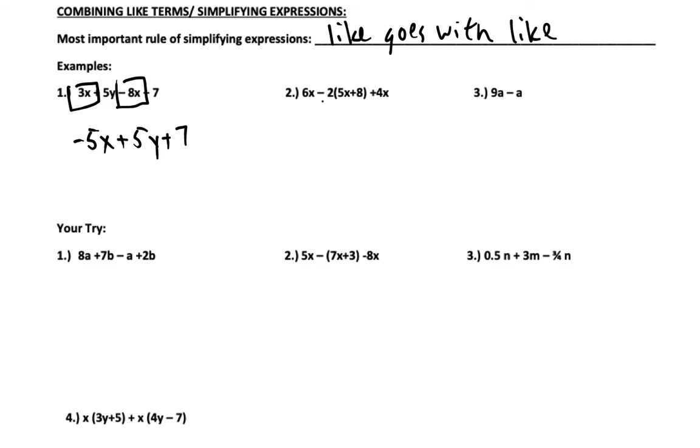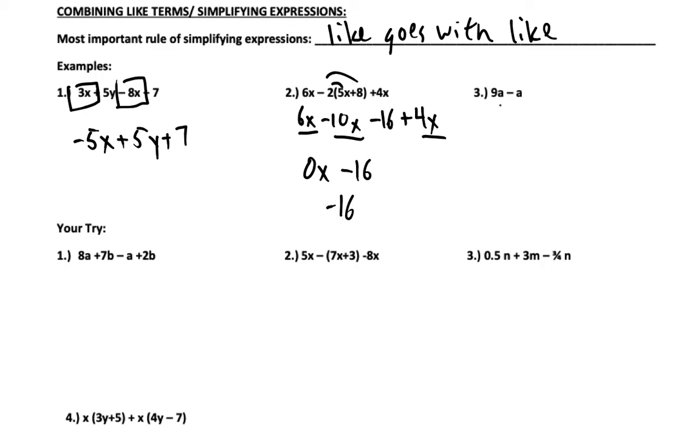What about this one? Well, we're going to need to distribute this in first. So we'll distribute that in. We get 6x minus 10x. Remember, the negative comes along for the ride. Minus 16 plus 4x. So now we need to look for the like terms. What are the terms with the same variables and the same powers? Well, we have 6x, we have 10x, and we have 4x. So we can combine these. This is 6 plus 4 minus 10. Or 6 plus 4 is 10 minus 10. So this is 0x minus 16 or minus 16.